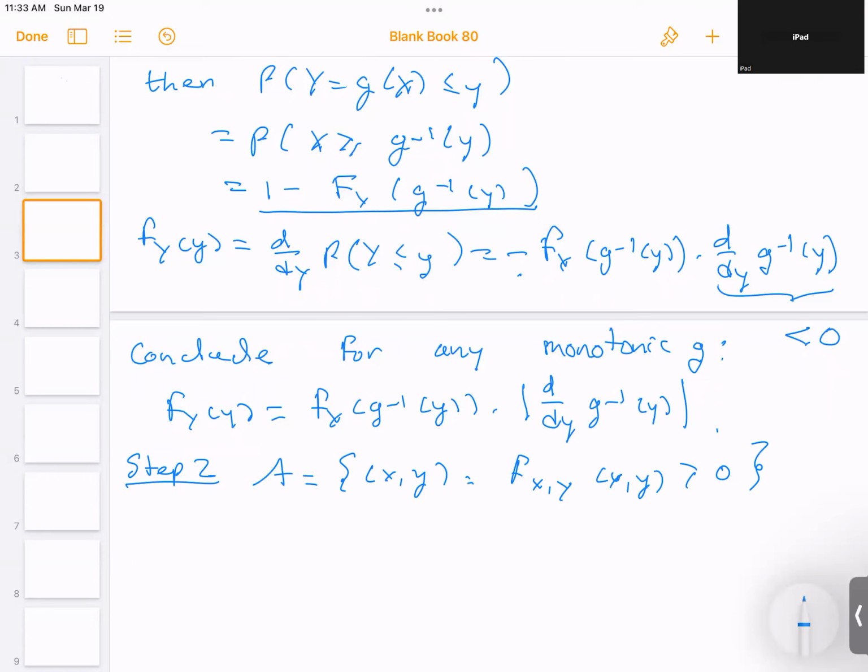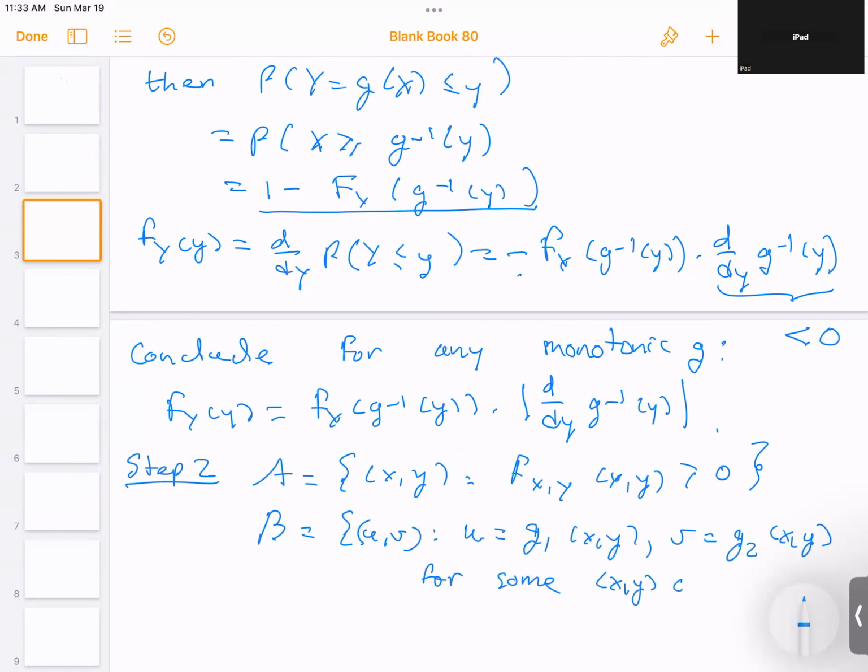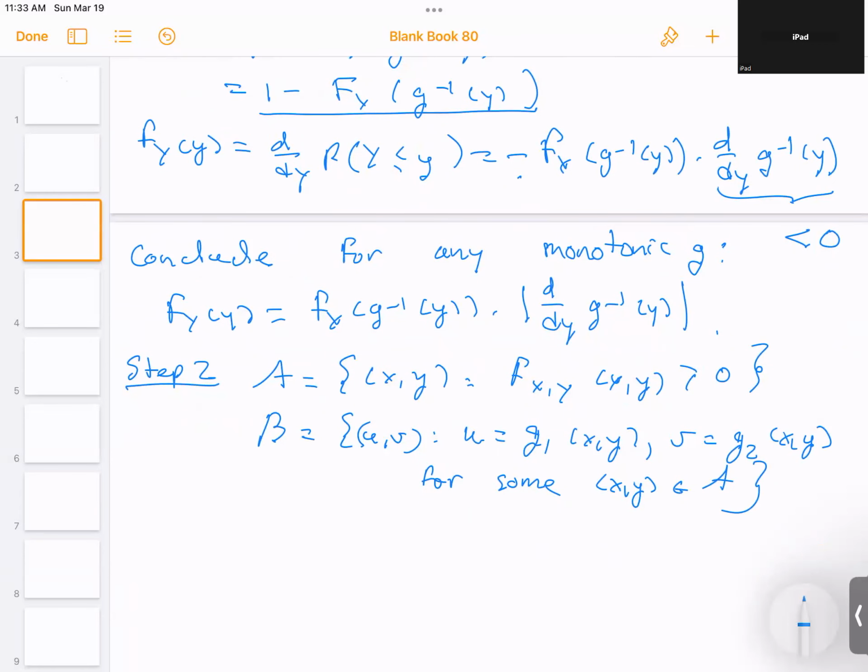So we'll let B equal, very similar, the set of (u, v) such that U equals g1(x, y) and V equals g2(x, y) for some (x, y) in A. Now I can't talk about increasing and decreasing here in the same way. Well, first let me finish this.